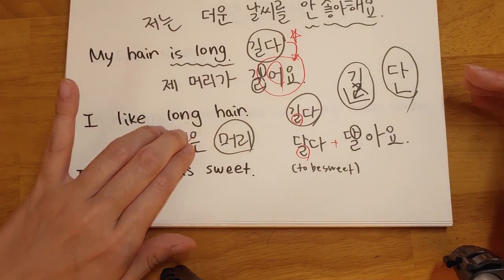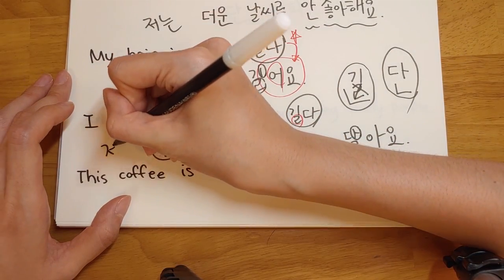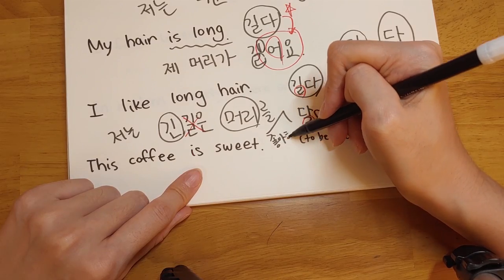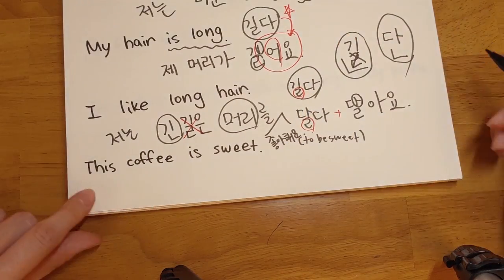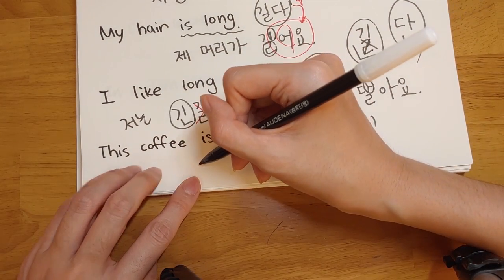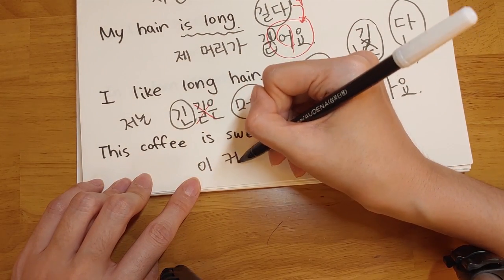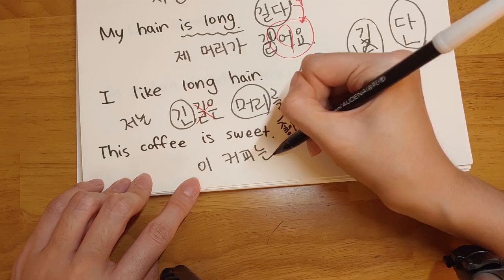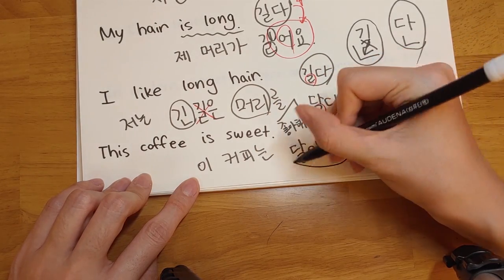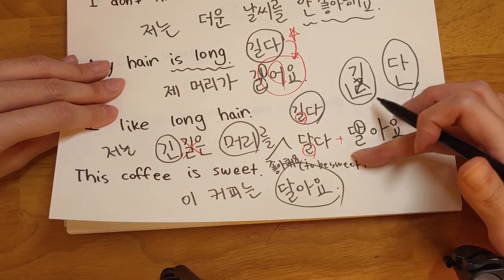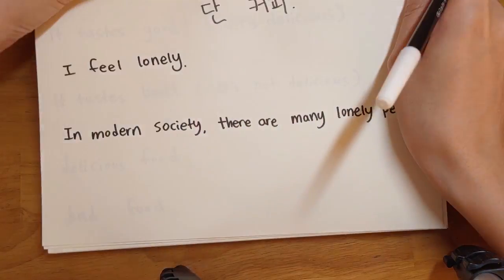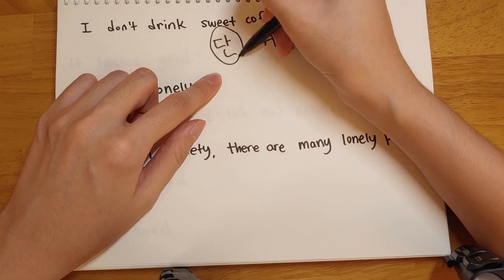I like long hair. 저는 긴 머리를 좋아해요. I like long hair. And this coffee is sweet. You can say 이 커피는 달아요. 이 커피는 달아요. But when 달다 becomes a modifier, it follows an irregular rule and has the form of 단.